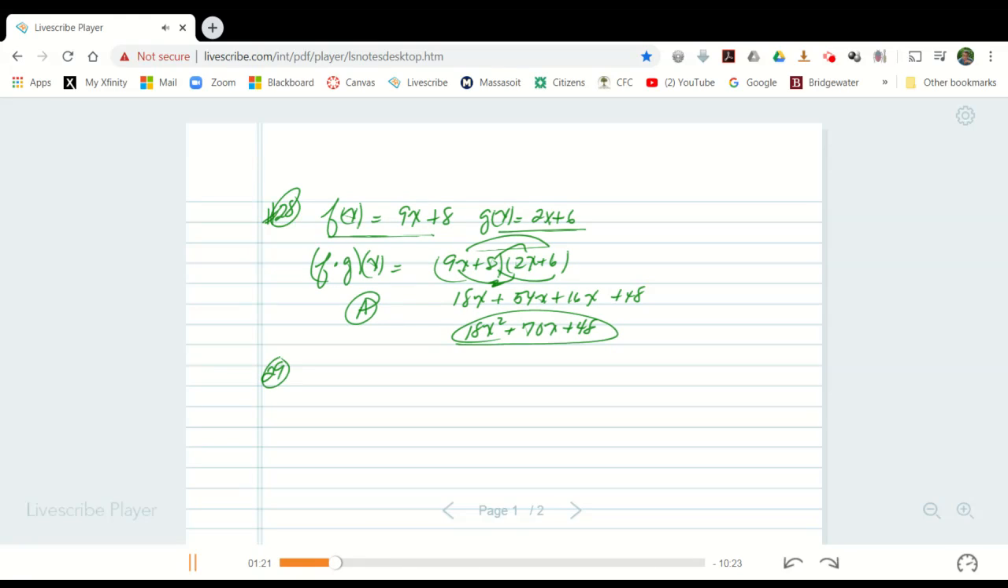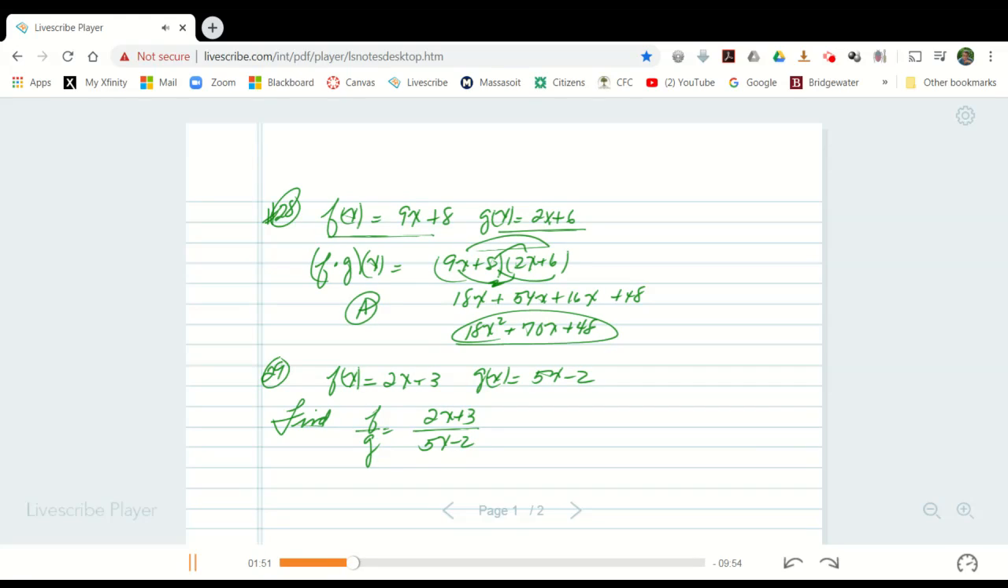F times g, taking the two functions and you're multiplying them. And we've got letter A, 29. f of x is 2x plus 3, g of x is 5x minus 2. And he's asking me to find f divided by g. Pretty straightforward. The f function is 2x plus 3, and the g function is 5x minus 2.